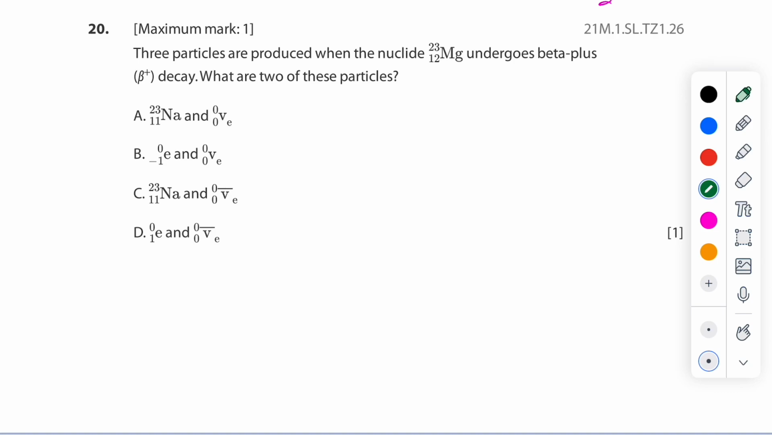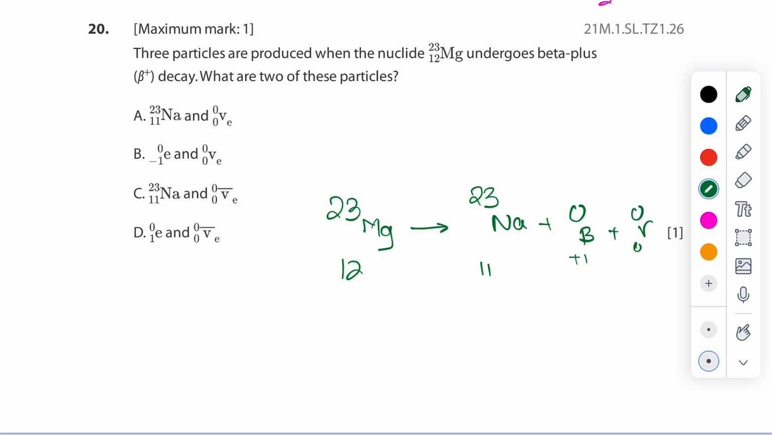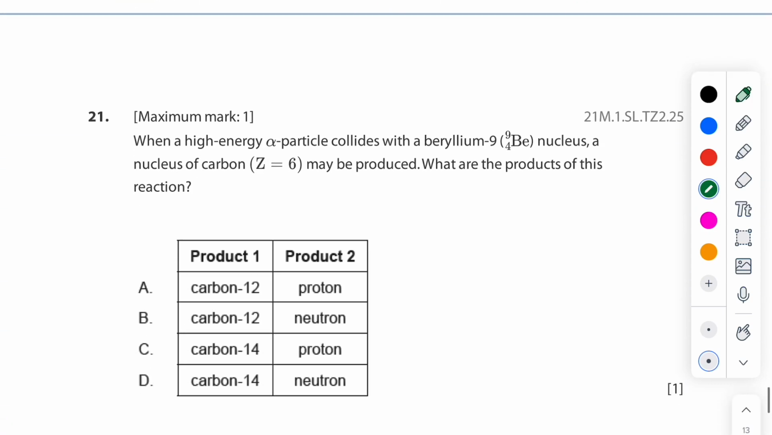So let us write it out over here: magnesium 23, 12. Be careful, because small mistakes may land us in different answers. We have sodium, obviously sodium 11, because whenever beta plus decay occurs, the atomic number decreases by 1. So sodium is 23. In order to balance it, a beta plus particle, 1, 0, and a neutrino, 0, 0. So which option is that? Option A is going to be the answer.